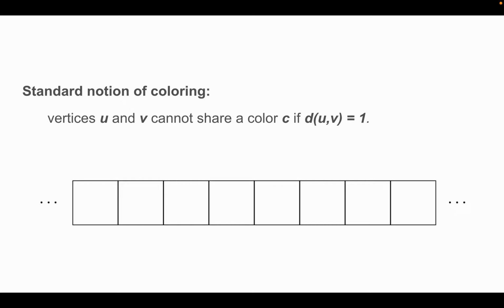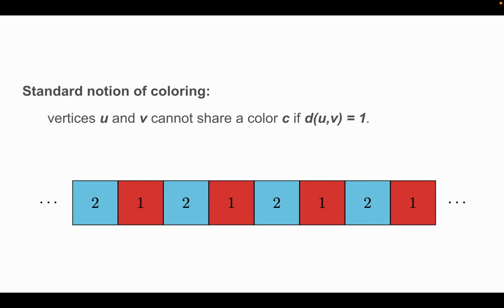In this notion, two vertices u and v cannot share a common color c if their distance is exactly 1, meaning if they're neighbors. So if a vertex gets color 1, then its neighbor cannot get color 1, it needs to get a different color like 2, and then the next vertex can get color 1 again. By repeating this pattern, we have a coloring with two different colors for the infinite path.